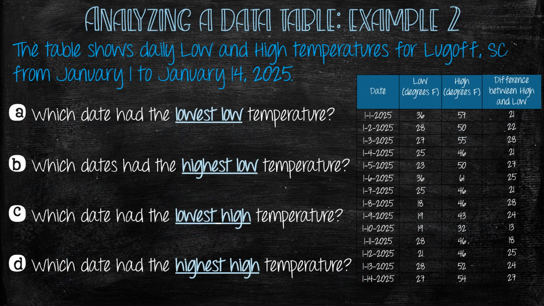Analyzing the data table, example 2. The table shows daily low and high temperatures for Lugoff, South Carolina from January 1st to January 14th, 2025. I collected this data myself, so it is not real old. Which date had the lowest low temperature? So you got to scan that second column for the lowest of the lows.